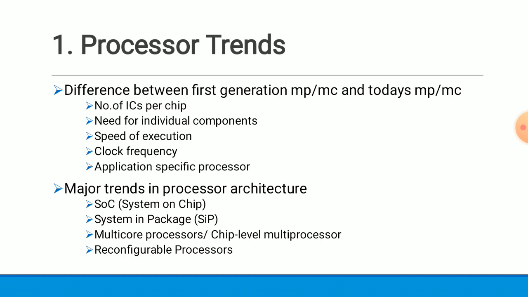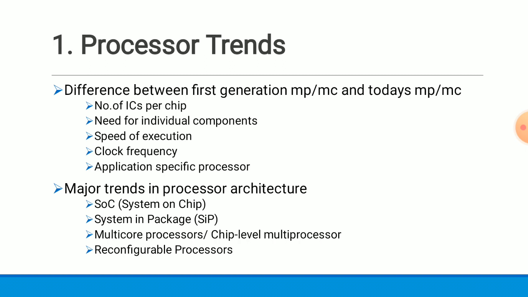Then second one is system in package or SIP. SIP means any combination of one or more ICs of different functionalities like a microprocessor, microcontroller or an ASIC, RAM and flash memory. So the previous one, SoC, is built on a single silicon die, whereas SIP may contain more than one silicon die which are stacked into a single package.